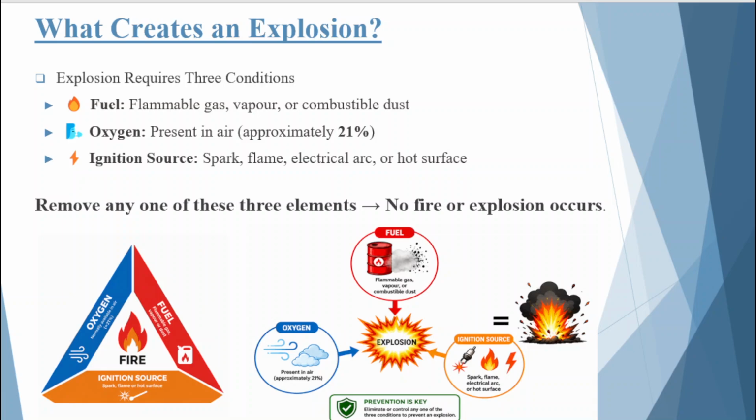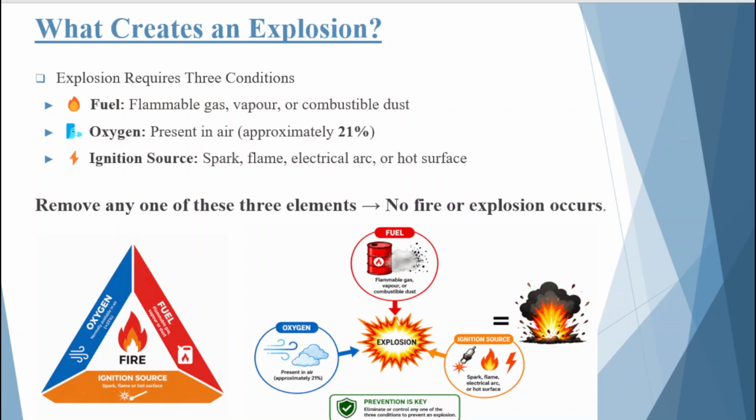Now that we've seen how hazardous areas are identified, let's understand what actually causes an explosion. An explosion can occur only when three essential elements are present at the same time. If even one of these elements is missing, an explosion cannot happen. The first element is fuel.